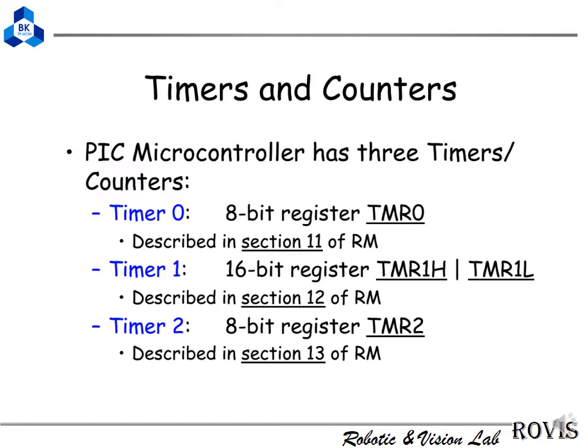The PIC16F877 has 3 timers: timer 0, timer 1, and timer 2. Timer 0 is 8 bit, so it has an 8 bit counter, timer 1 is 16 bit, and timer 2 is 8 bit. Normally we don't use timer 2 for timer and counter. We use it for other functions like PWM. Timer 0 is more important.